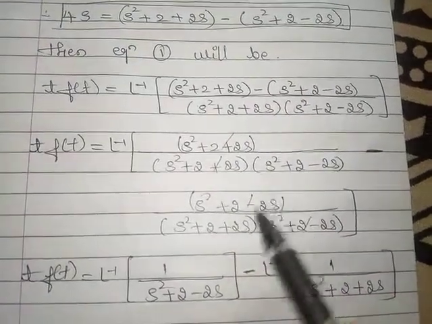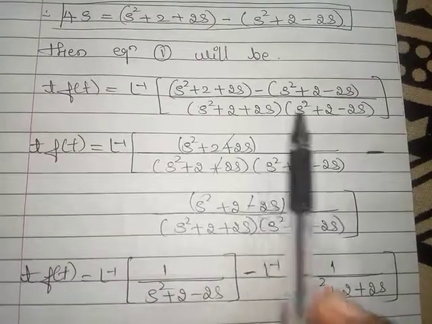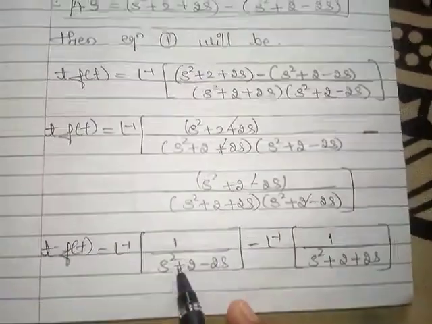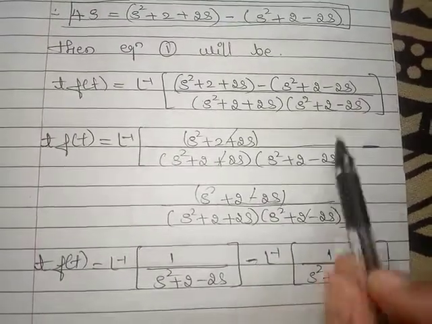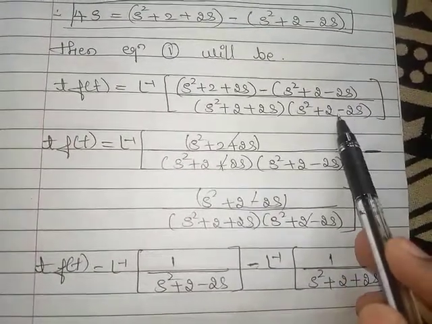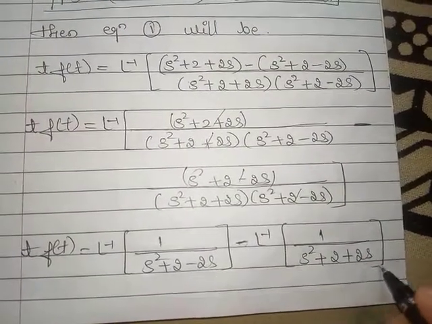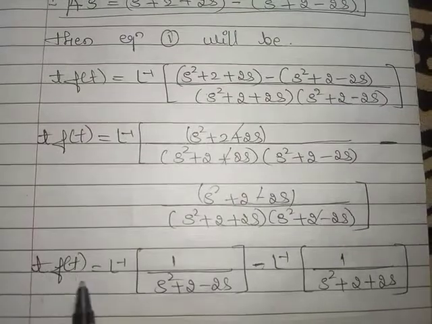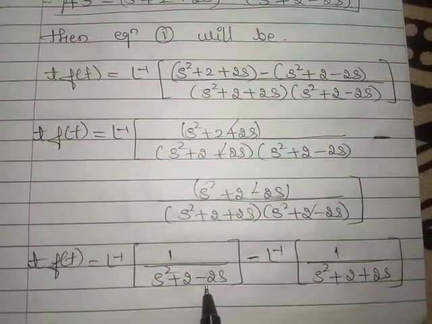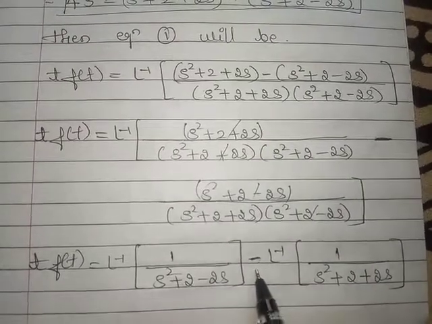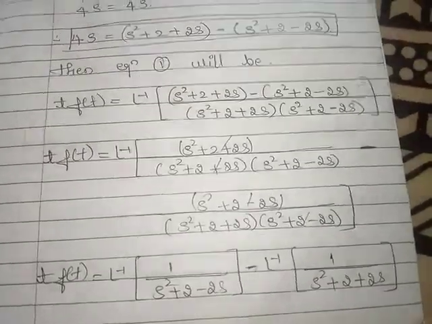Separate the terms. For the first term, this one cancels with this one, only remaining is 1 divided by s² + 2 − 2s, with the minus sign as it is. For the second term, this negative term and this one will cancel, only remaining is 1 divided by s² + 2 + 2s. Therefore t·f(t) will be L inverse of 1 divided by (s² + 2 − 2s) minus L inverse of 1 divided by (s² + 2 + 2s).